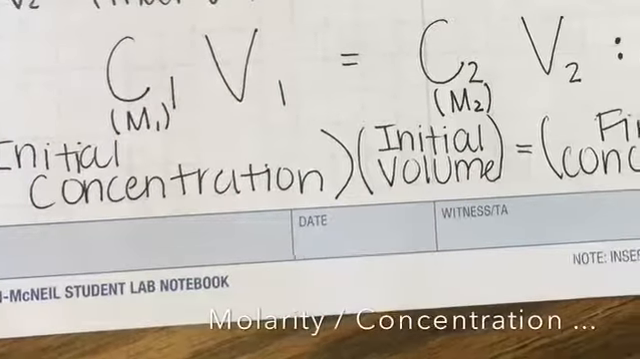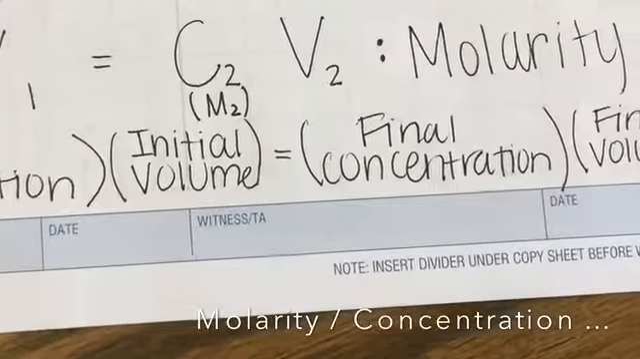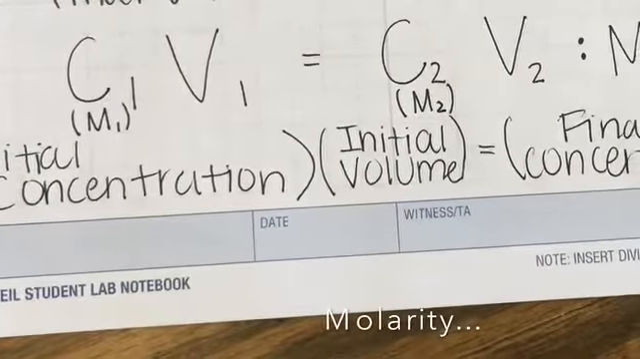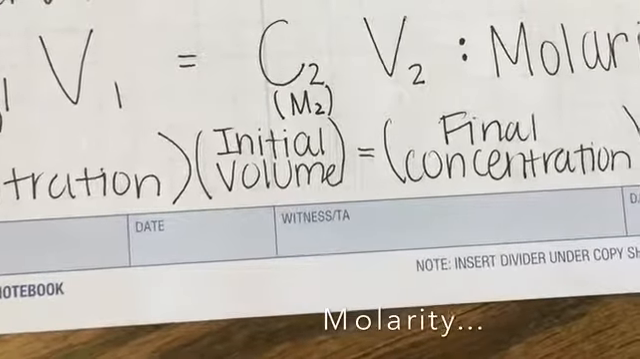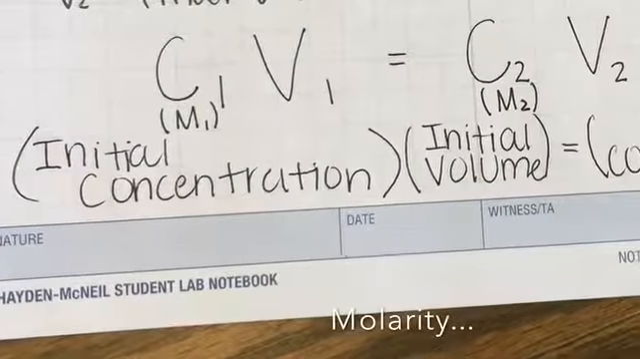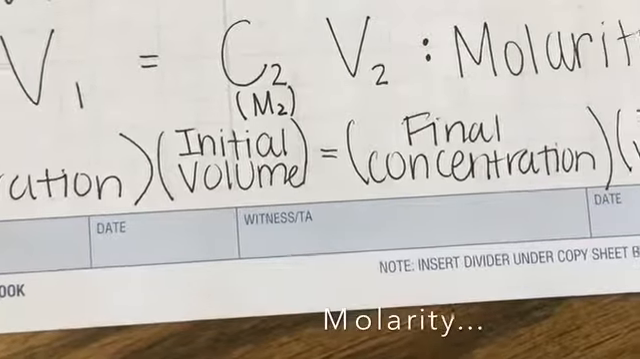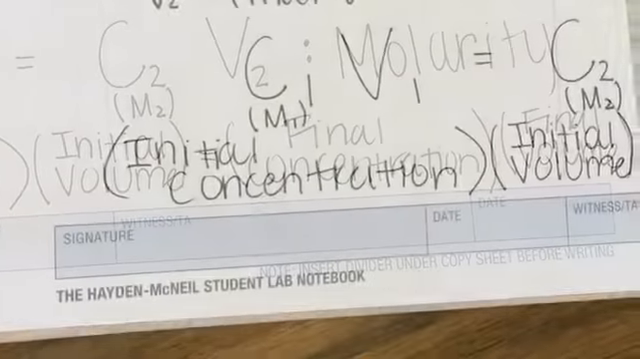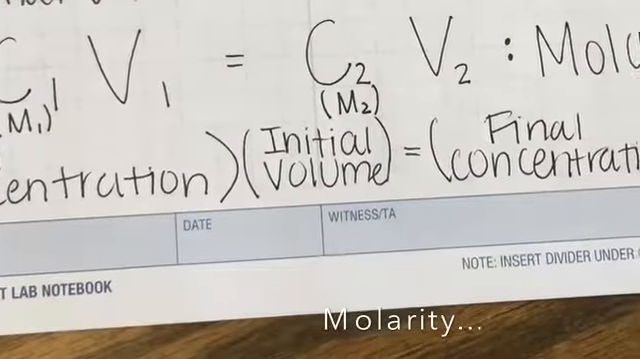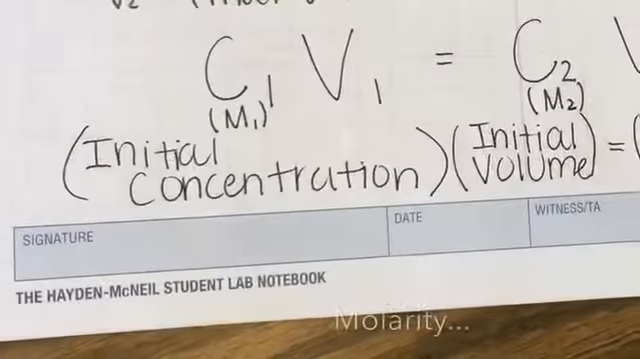When comparing the concentration between the stock solution and the diluted solution, we can compare the two by their molarity, or concentration. The formula that proves this idea is the initial concentration times the initial volume is equal to the final concentration times the final volume. The molarity formula says that C1, the initial concentration, and V1, the initial volume, are equal to C2, the final concentration, times V2, the final volume.